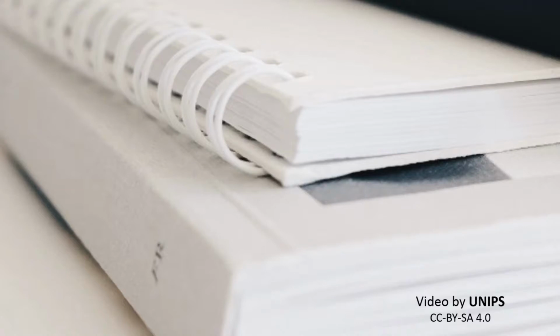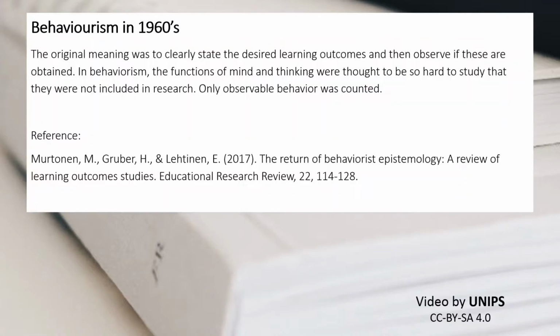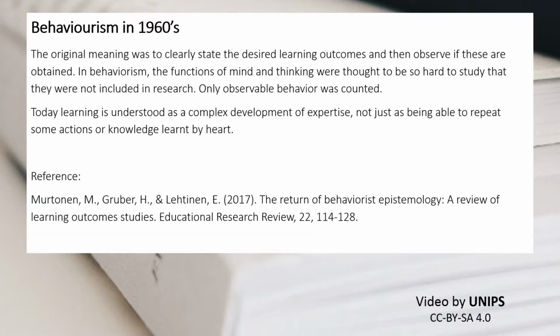However, there is a problem with the concept of learning outcomes related to its history. The term learning outcome was first used among the behaviorist tradition in the 1960s. The original meaning was to clearly state the desired learning outcomes and then to observe if these were obtained. In behaviorism, the functions of mind and thinking were thought to be so hard to study that they were not included in research at all. Only observable behavior was counted.